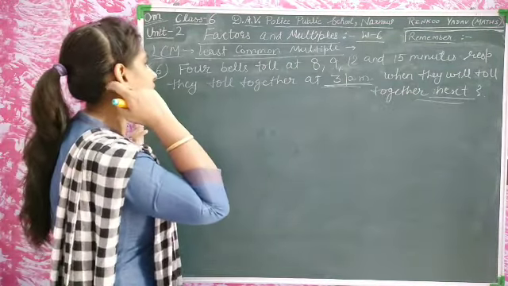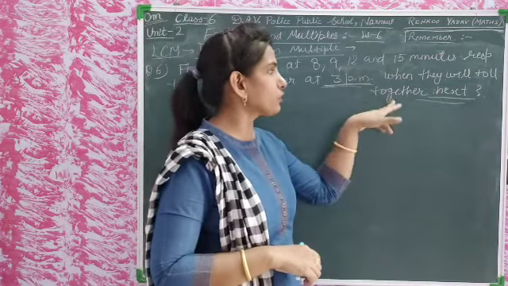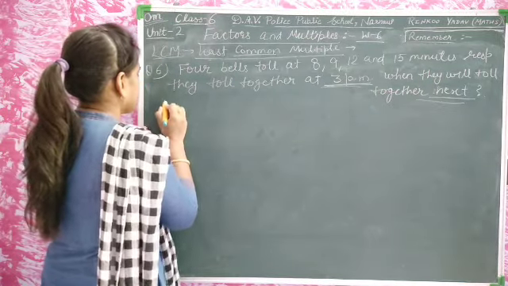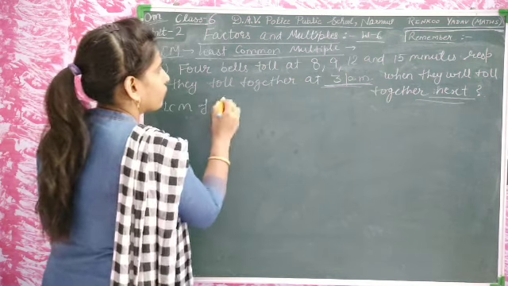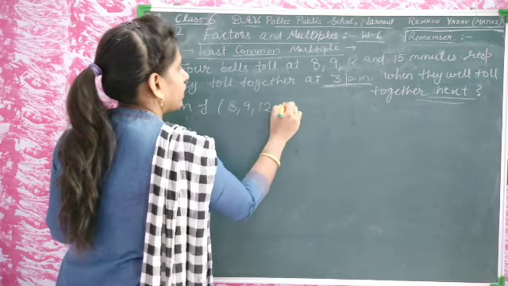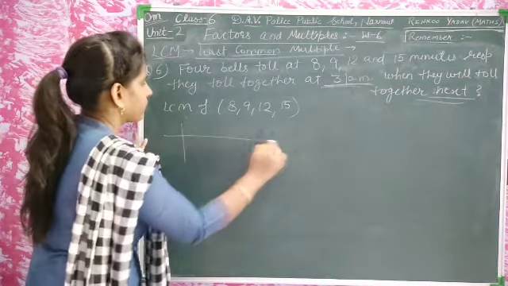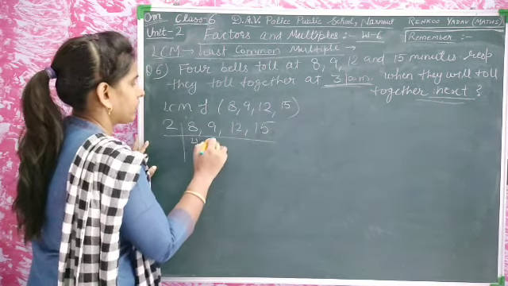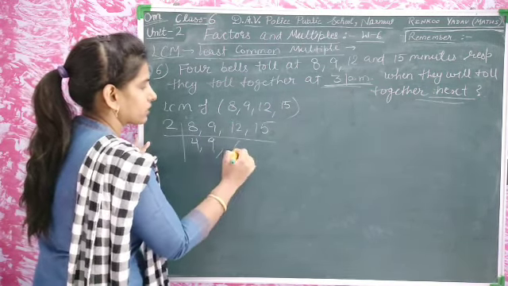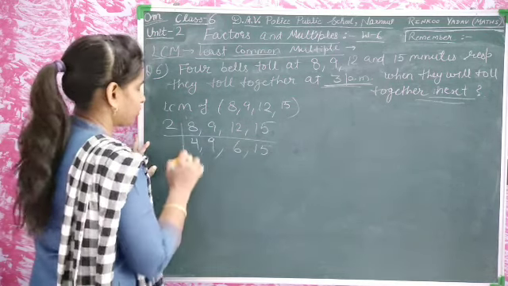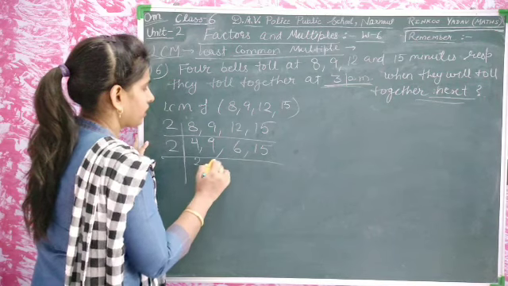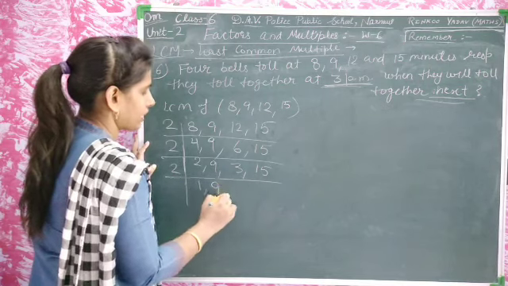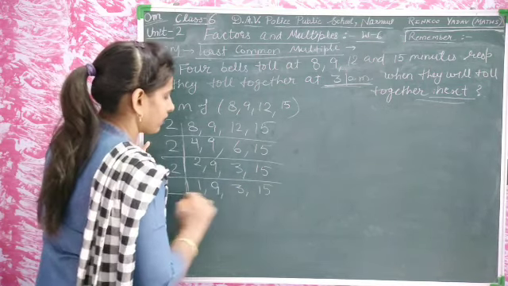First, we have to find the least number that is divisible by all the numbers. So that is the LCM of 8, 9, 12 and 15. 2 fours are 8. 9 is written as it is, because 9 is not divided by 2. 2 sixes are 12. 15 is not divided by 2, so it is written as it is. 2 twos are 4, 9 is as it is, 2 threes are 6, 15. Now again divided by 2: 2 ones are 2, 9, 3, 15. It will again be divided by 3.